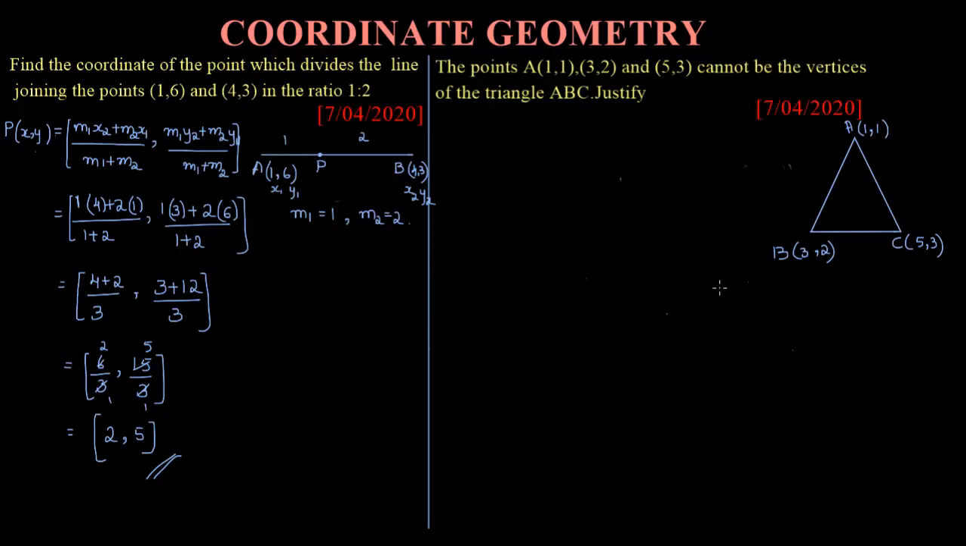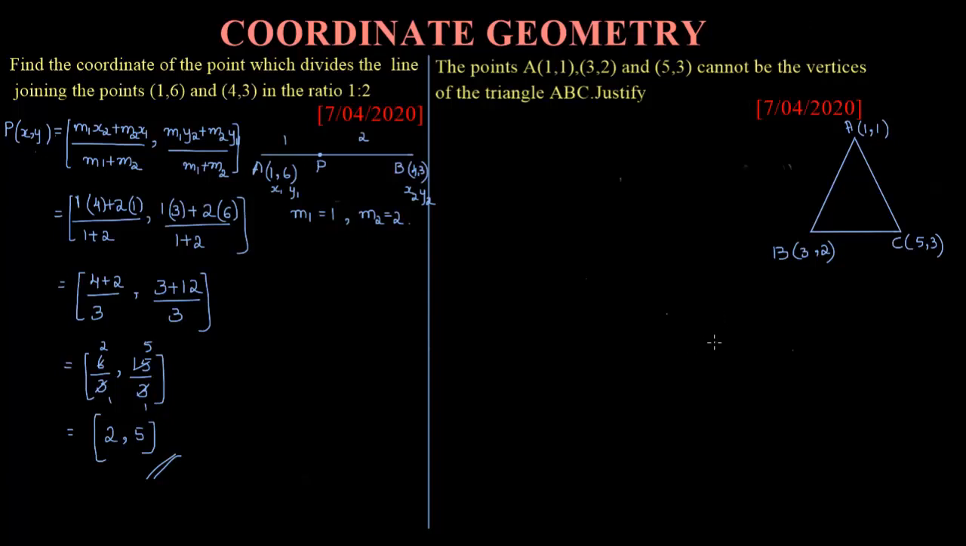So how do we prove that it is not forming a triangle? We have the area of the triangle formula, right? If in that formula you are getting a value, then obviously the area of that triangle you have got. But if it does not have any area, the same concept we have used to find the value of k when the points are collinear.